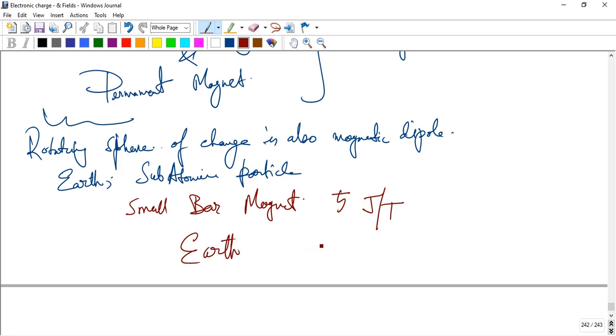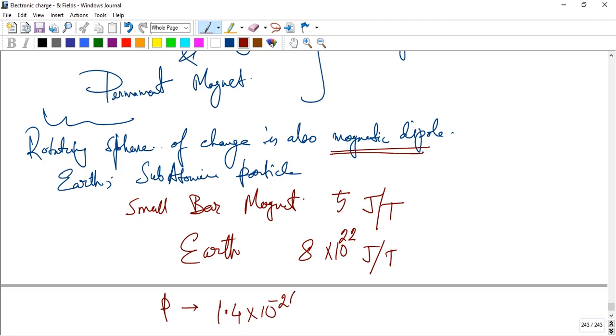Earth has a huge one, 8 into 10 to the power 22 joule per Tesla. And a proton also has a permanent dipole moment. This is a magnetic dipole moment, 1.4 into 10 to the power minus 26 joule per Tesla. The electron also has 9.3 into 10 to the power minus 24 joule per Tesla. Okay, that's the concept.